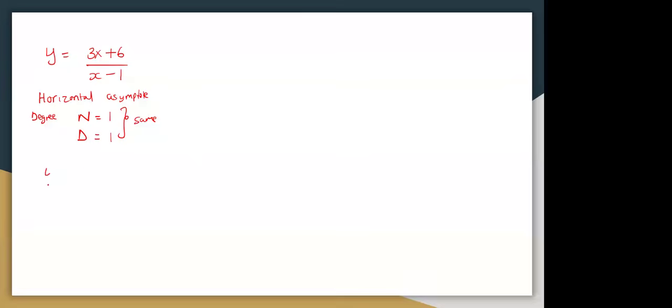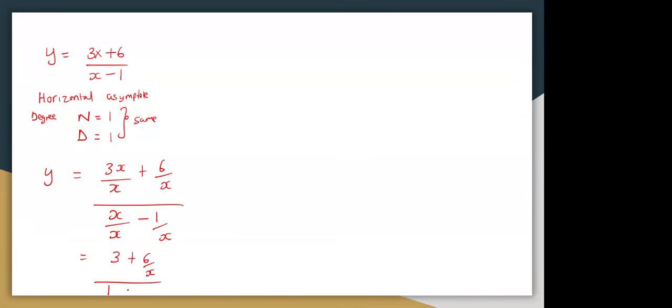So I'll say y is equal to 3x divided by x, plus 6 out of x, divided by x divided by x, minus 1 out of x. Divide everywhere, yes. Now after here, you are going to notice that I remain with 3 for the first one plus 6 out of x, divided by, here I remain with 1 minus 1 out of x. That is for our y.